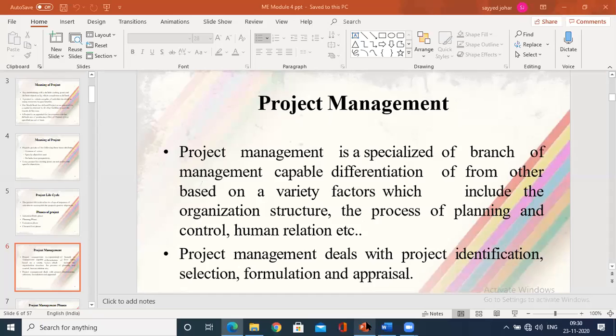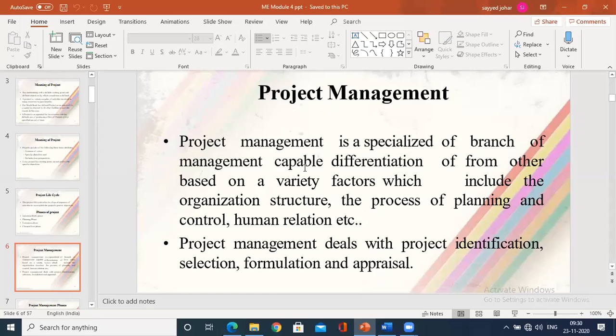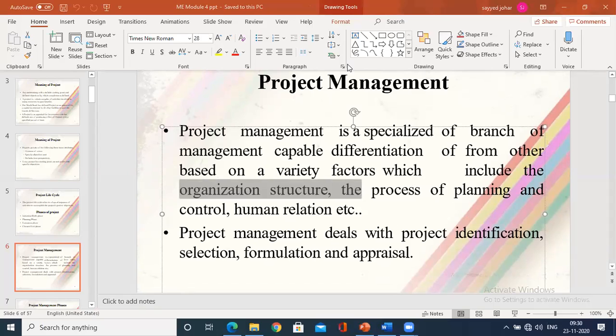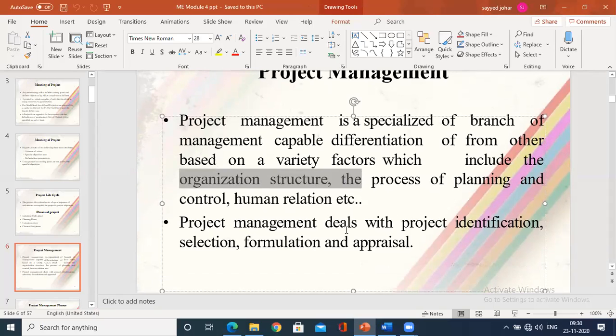So project management is usually a branch of management, capable of differentiation from others based on a variety of factors. That might include organizational structure, the process of planning, control, and human relations. So what is project management? Project management basically deals with project identification. Here is a topic that we need to focus on. It covers project identification or selection of a project. How do you select the project? What criteria do you use to select the project, and formulations and appraisals? Okay.